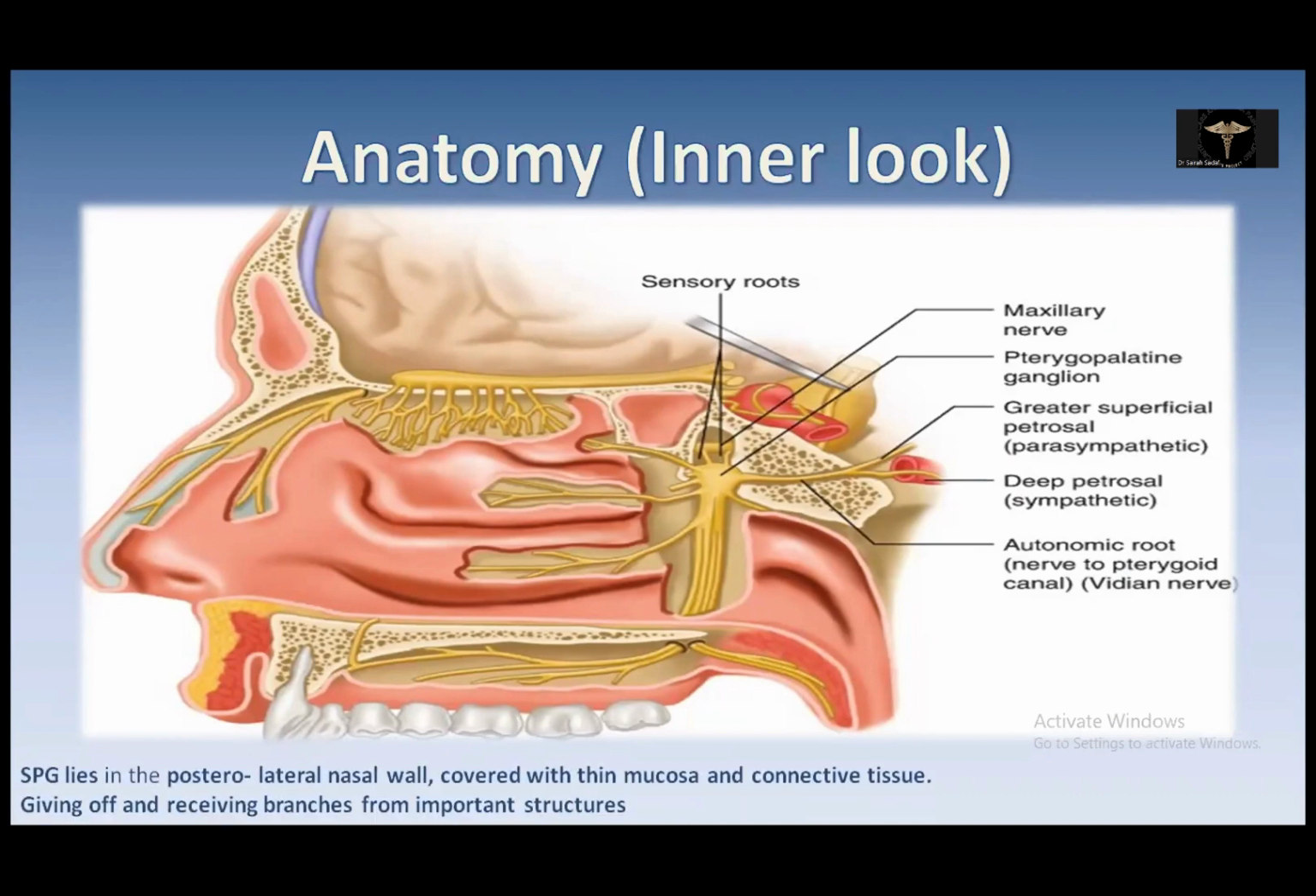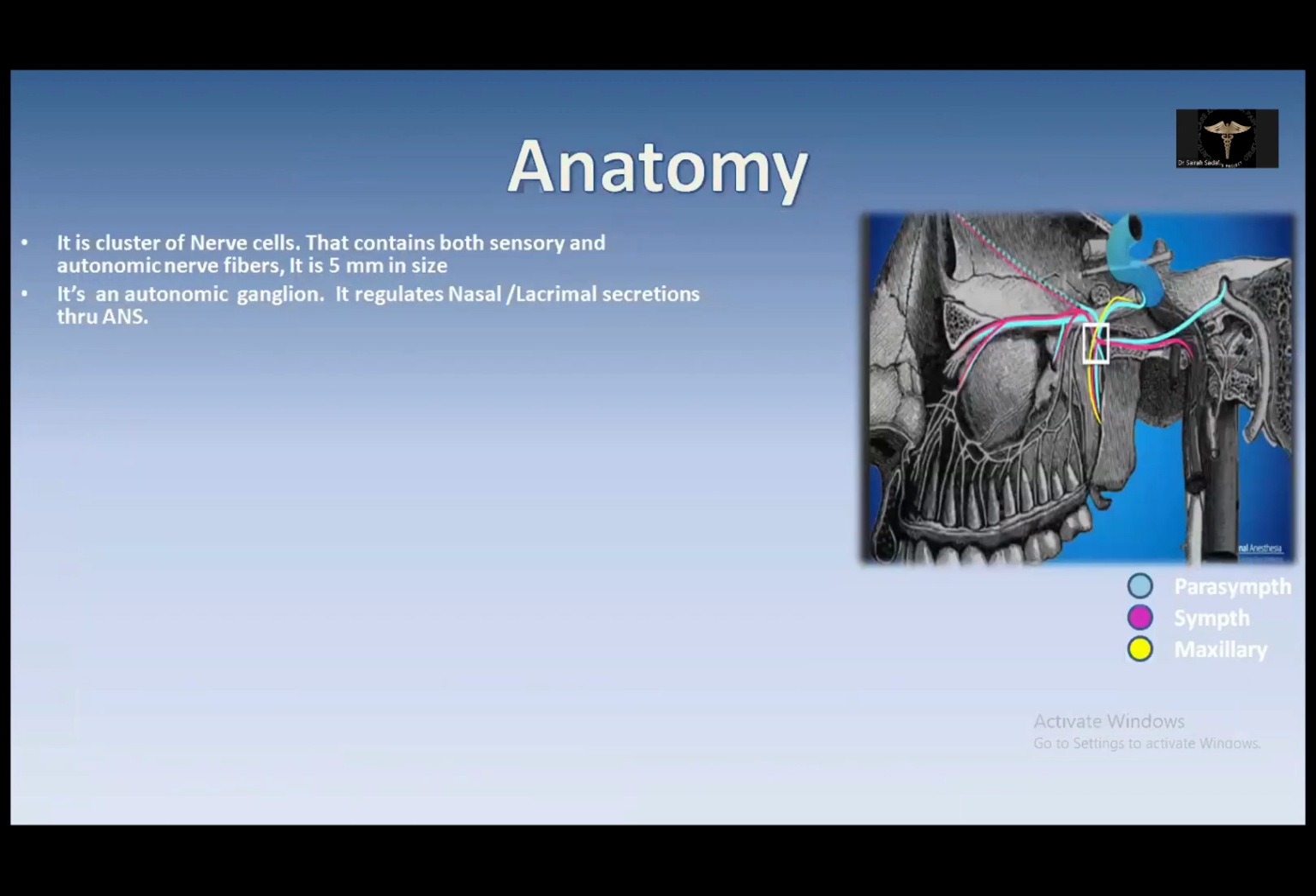Yes, the sphenopalatine ganglion lies in the posterolateral nasal wall and it is covered with a thin mucosa and connective tissue. And from here, it gives off branches and also receives branches from important structures. Now let's have a look at what branches it receives and what branches it gives off.